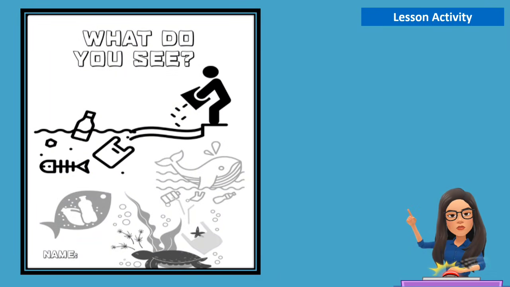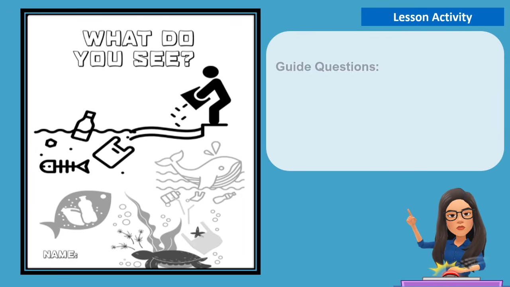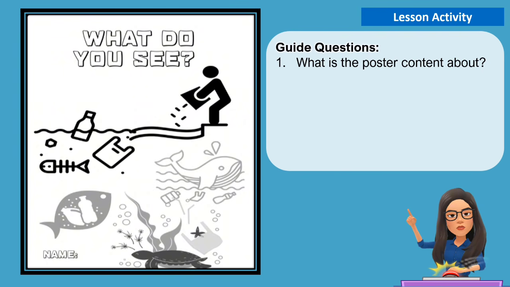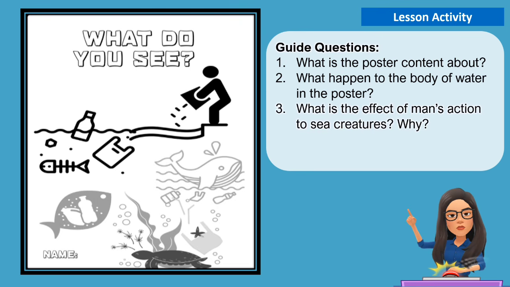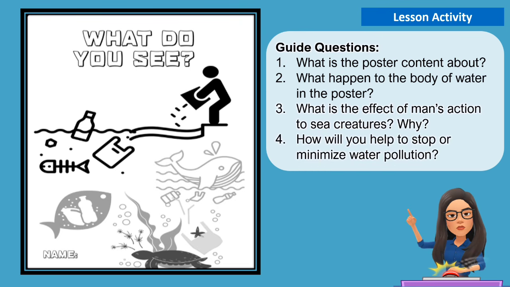This time I am showing you a poster. Then, let's discuss by answering these 4 questions together. What is the poster content about? What happened to the body of water in the poster? What is the effect of man's action to sea creatures? Why? And how will you help to stop or minimize water pollution?